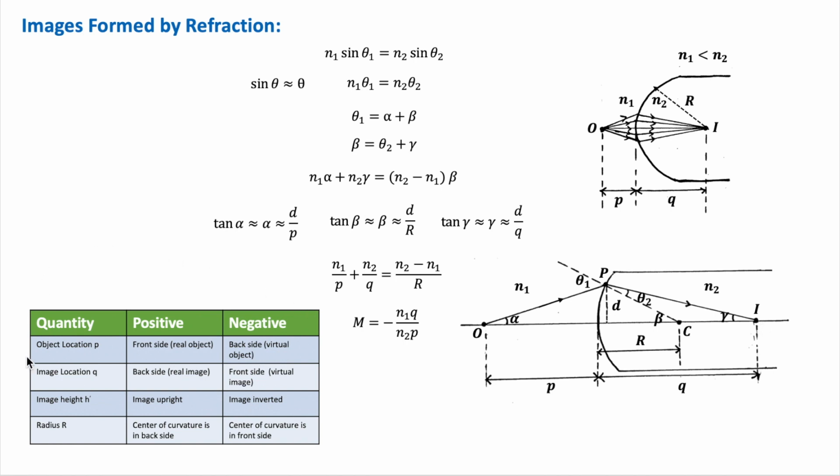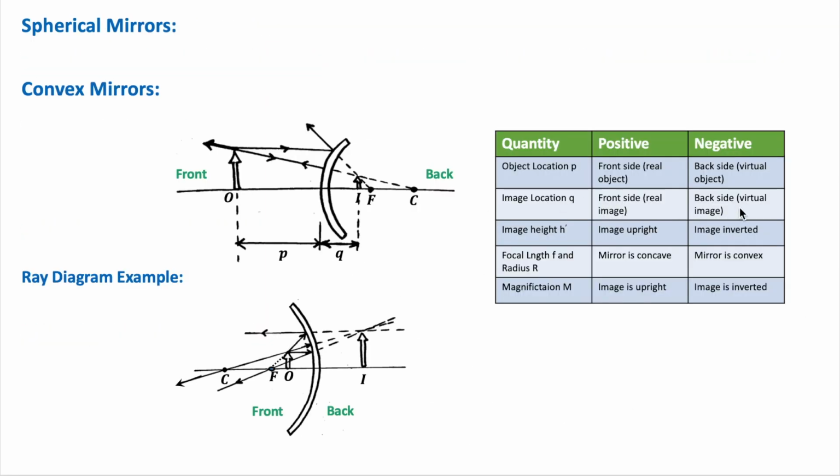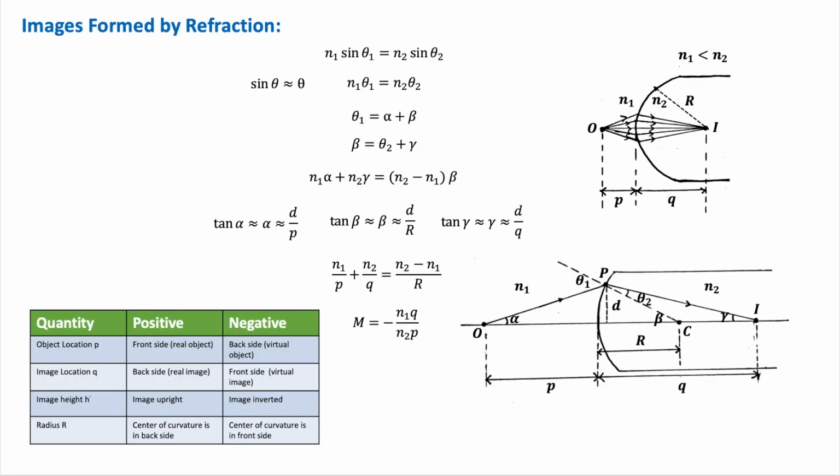So for spherical refracting surfaces, the table here shows the sign convention, and you can see the first line is similar to the case of the mirror. So p is positive when the object is at the front side and negative if it's at the back side. But q has opposite signs to the case of the mirror. So q is actually positive and the image is real if the image is located at the back side. And q is negative and the image is virtual if it's located at the front side. So this is opposite to the case of the mirror here. Okay. And h prime is positive if the image is upright, negative if it's inverted, and R is positive if the center of curvature is at the back side, and negative if it's at the front side.